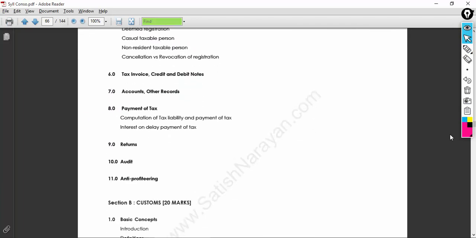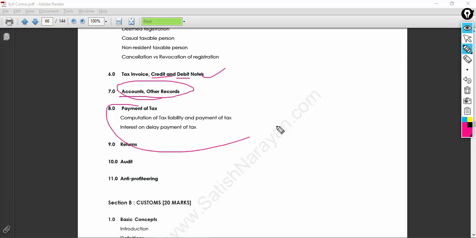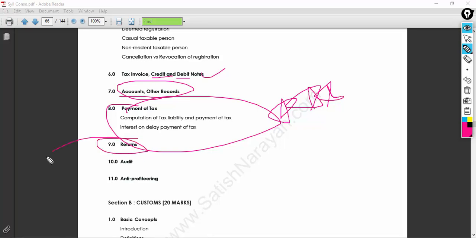Having said that, you also need to know what an invoice is, what a debit note is, what a credit note is, accounts, and a few other things. Payment is very, very important. You need to know when to make the payment. In case you don't make the payment, what is the penalty, what is the interest, all those things need to be understood. GST returns keep changing here and there, but the new amendments given by the GST Council need to be understood.